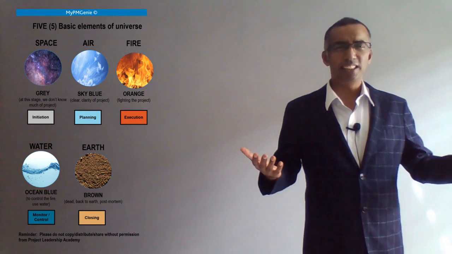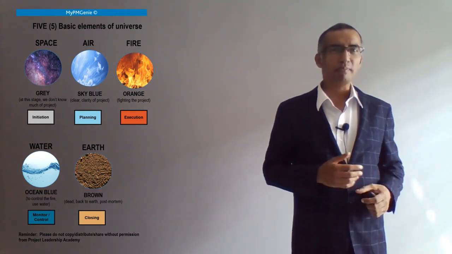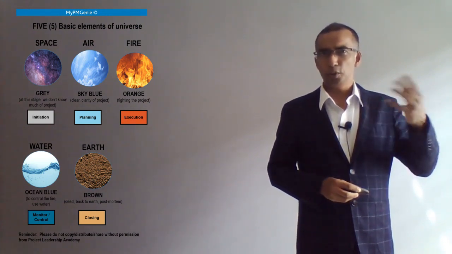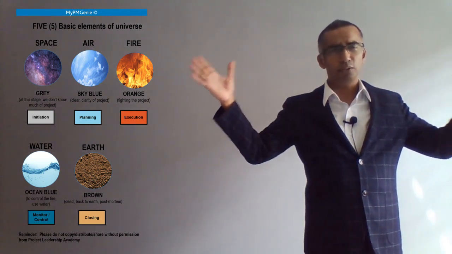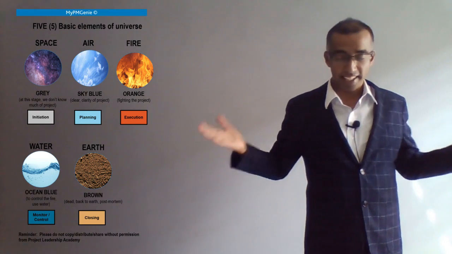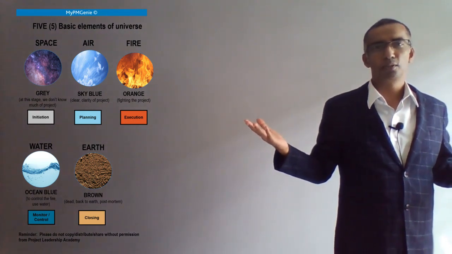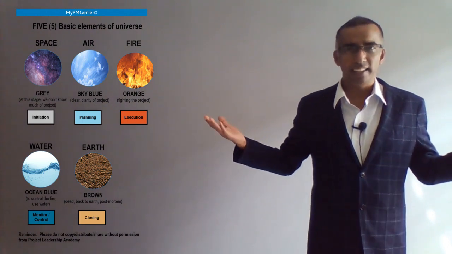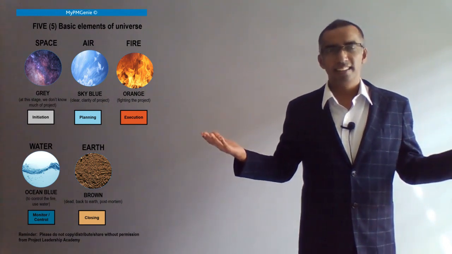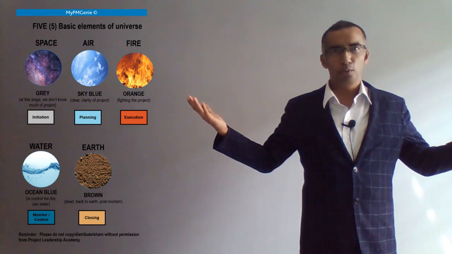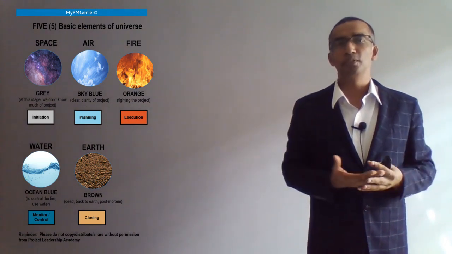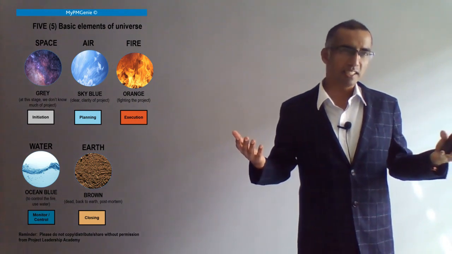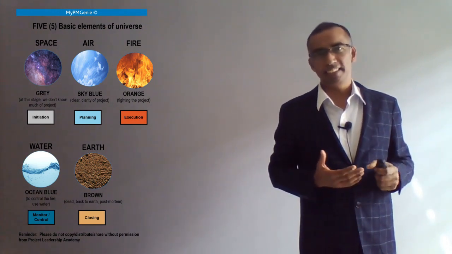How do we relate this to the project life cycle? So here is this. Use a color code something like this. Space is a very gray area, so use the color code gray. The reason is, when we start a project, we do not know anything. It's a gray area, and in space there is nothing. We are just starting the project, so there is not much information available. And that's basically gray.